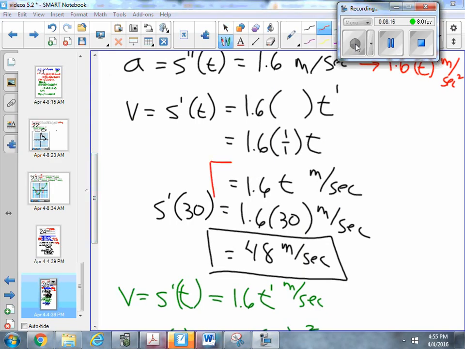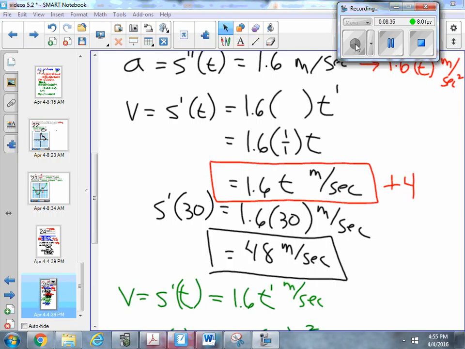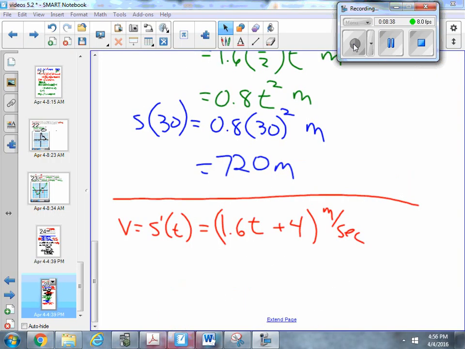So this right here was my function for velocity when I let it go at rest. But since I'm throwing it down with an initial velocity of 4 meters per second, it's going to be that plus the constant 4. So my velocity equation is 1.6t plus 4 meters per second. I need to solve for t, but I don't know how long it's going for, but I do know the position at the bottom.